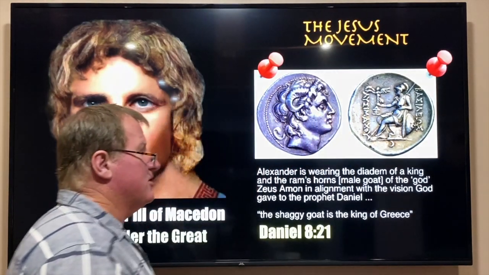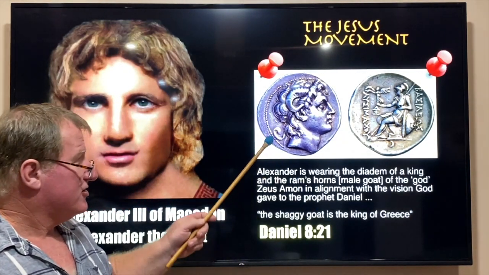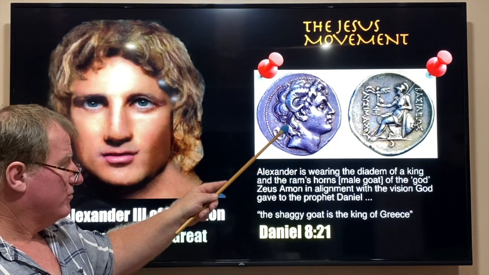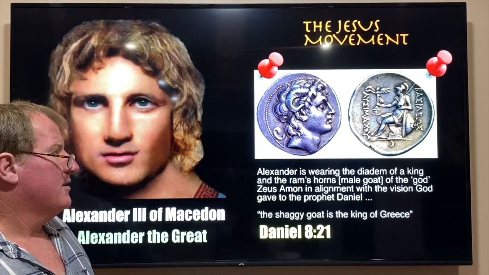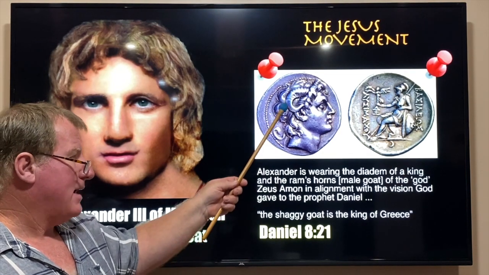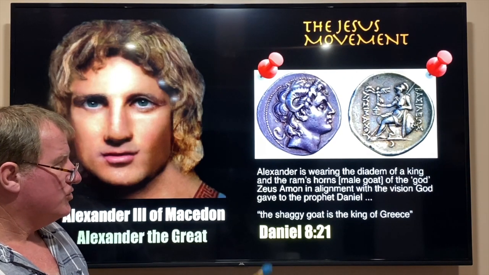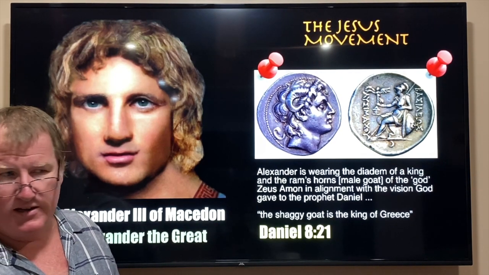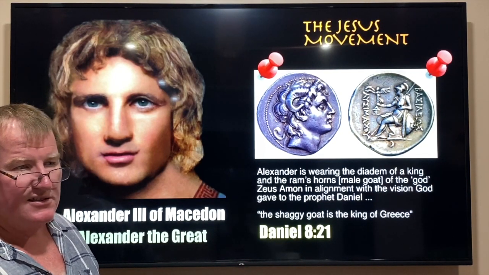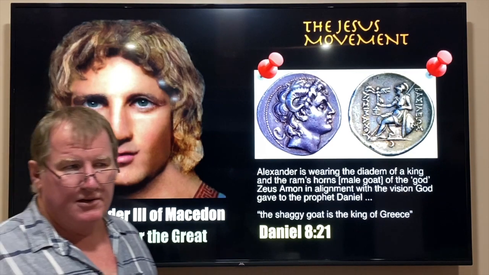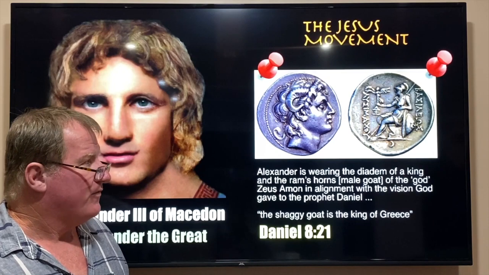Now, going back to the picture that was on the cover screen, we've placed up here again, as I mentioned, that Alexander is wearing the diadem with the two tassels here, and he's got the ram's horn that's here. Now, the ram's horn is actually from a male goat, and it's of the god Zeus Ammon. Now, Zeus Ammon, and I'm going to give you more pictures and information about this, when the Greeks overtook Egypt, they syncretized two gods together, Zeus Olympus and Ammon, the sun god from Egypt.